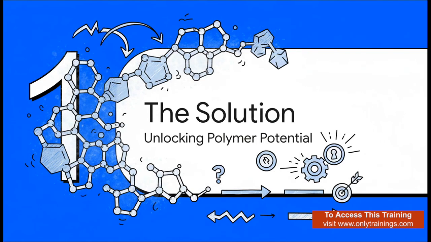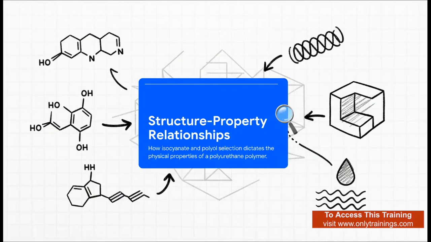But what if I told you there's a way to break that cycle for good? The solution is right there, inside your polymers. It's all about unlocking their true potential and making a fundamental shift in how you approach your work. And this is the key. It all comes down to understanding structure-property relationships.